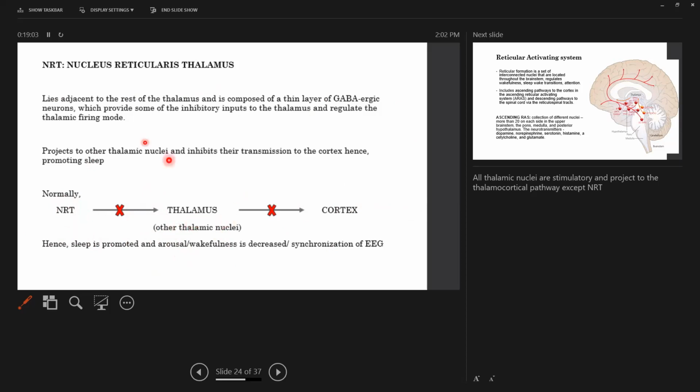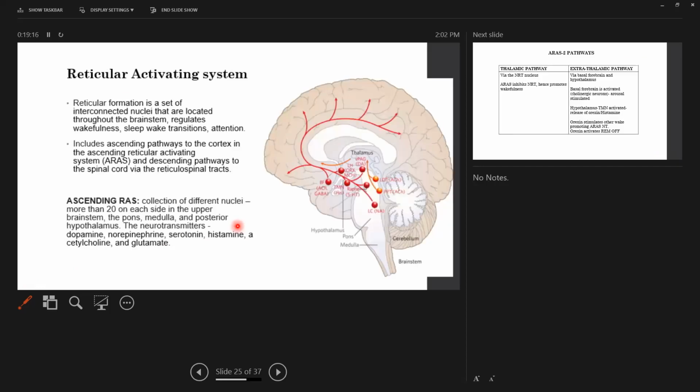So this is the NRT, nucleus reticularis thalamus. This is very important. We'll be studying further the reticular activating system, or the ascending reticular activating system, which will also act on the NRT. So that is why it is important.